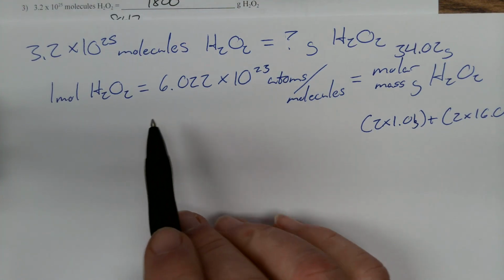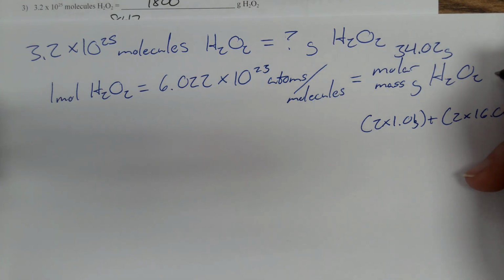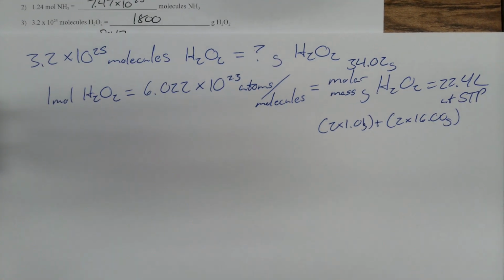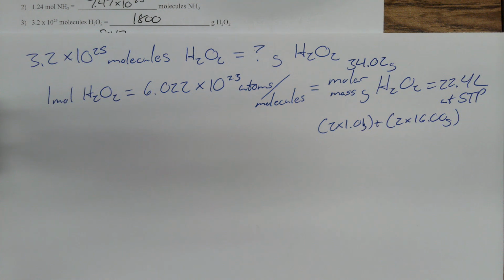Now, if I had this equality written out every time, I can't go wrong. There's actually one more equality I can write out. 22.4 liters at STP. If I have these 4 equalities written out every time, there's nothing I can throw you in Unit 6, Unit 7, Unit 8 that's going to throw you off. Am I going to use all of these equalities? No. But if I get in the habit of writing out all 4 of these equalities, I can't miss.